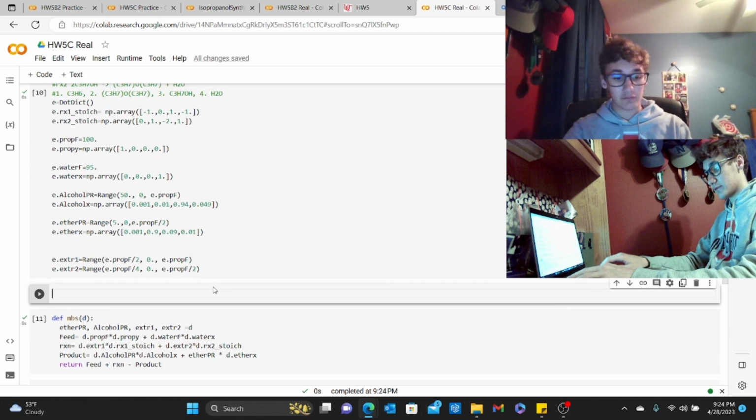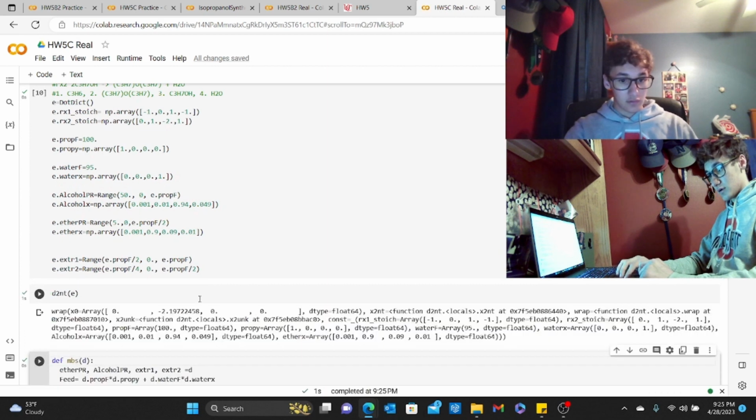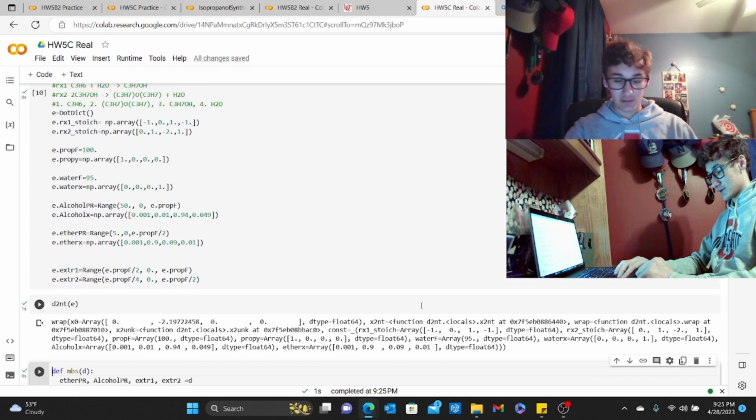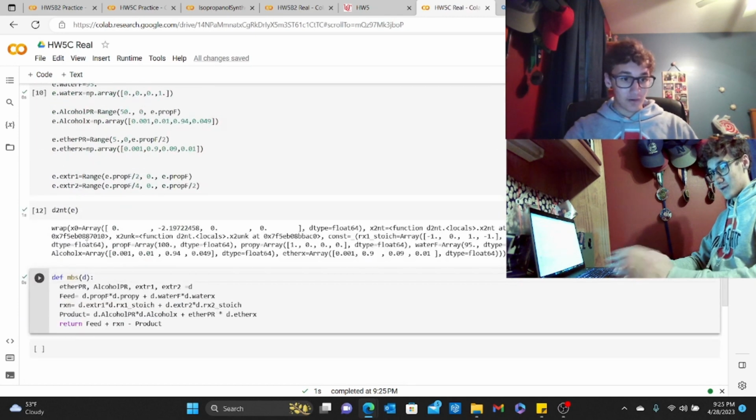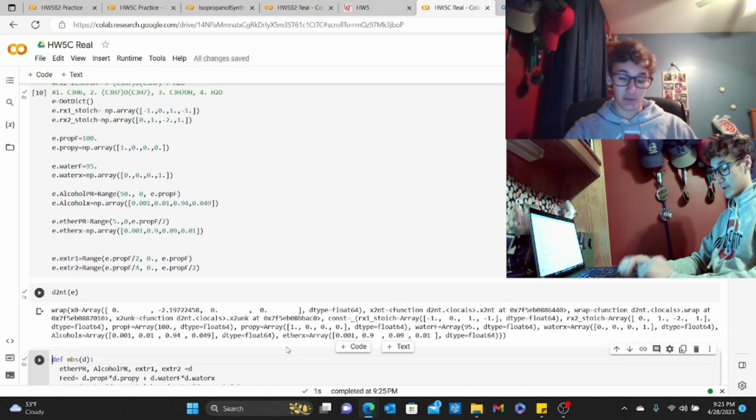So let's look at something real quick. So we do D2NT of E. We have a crap ton of values. And what these values are telling us are what E, or our dictionary, holds within. So it's all of our values, and this is very hard to read and very hard to do anything with. So our wonderful professor has a few different chemical tools we can use for this.